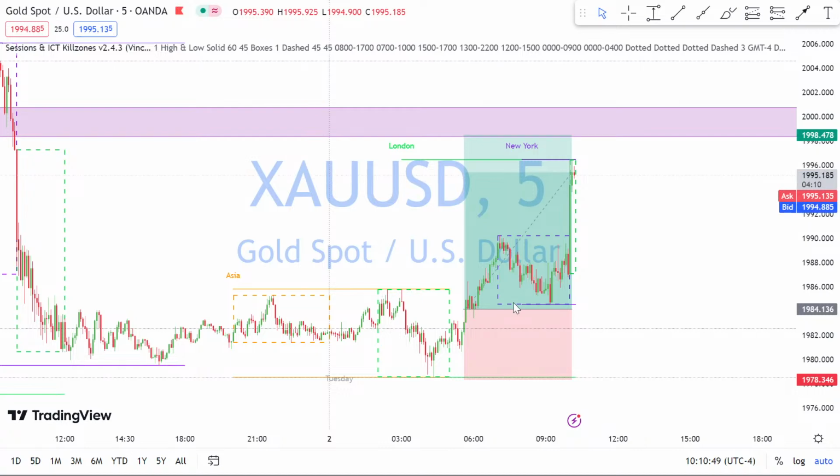Okay, and conversely, we can see when the market is bullish, the tendency is for the market to trade down, creating the low of the day in the London Open ICT Killzone. Again here, market trades down after midnight New York time, creates the low of the day between 2 o'clock and 5 o'clock in the morning New York time.